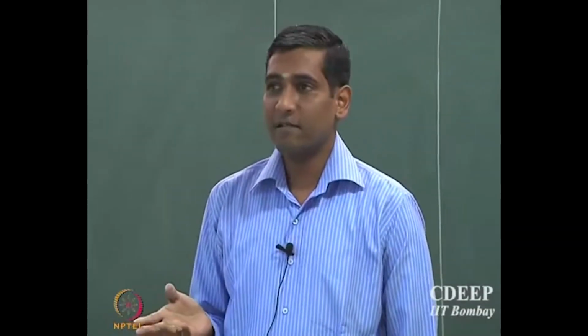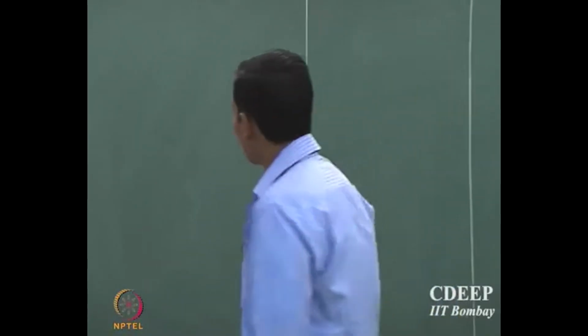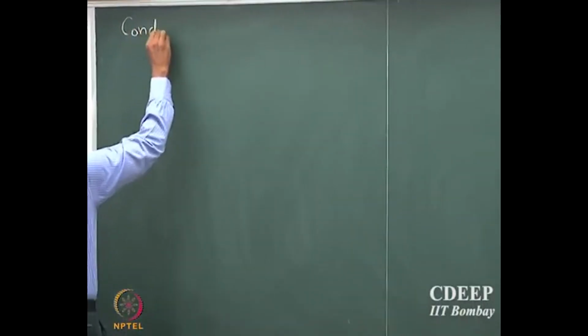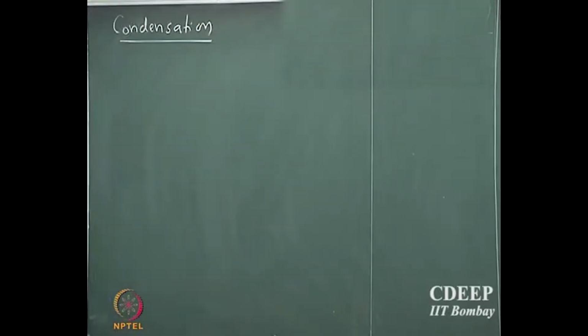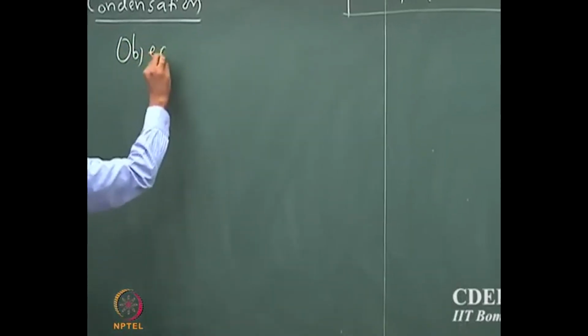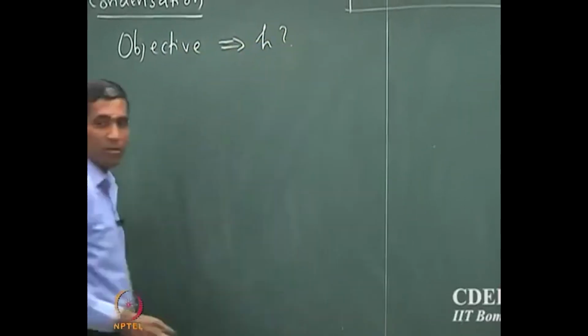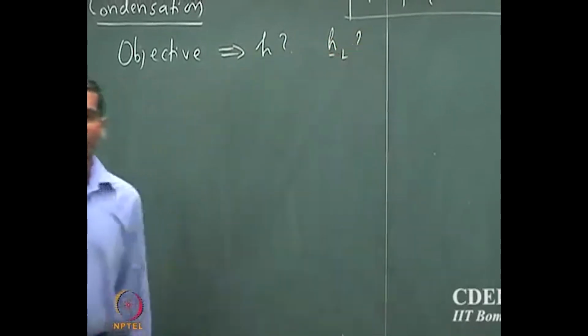So, we looked at boiling in the last lecture. Today we are going to move to condensation. What we are going to see in today's lecture is how to characterize the condensation process, and once again the objective is the same: to find out the heat transport coefficient. What is h, and what is the average heat transport coefficient? That is what we are going to see.